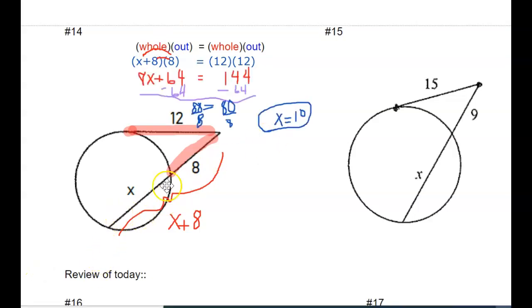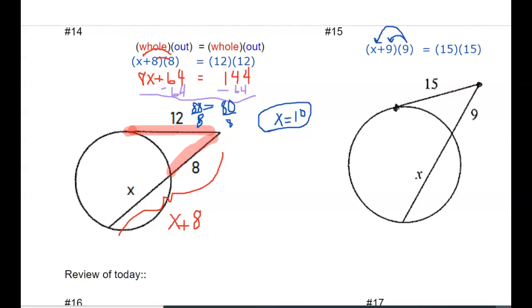Okay, you should have gotten 10. Great. You multiplied 8 times x, 8x. 8 times 8 is 64. Subtract 64 from both sides. You have 8x equals 80. Divide by 8, and you get 10. Awesome. Try number 15. We're almost done.